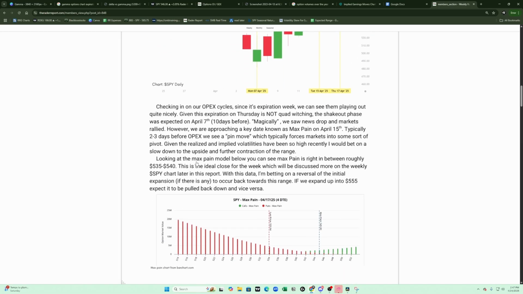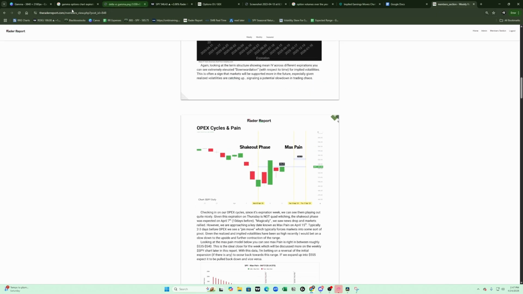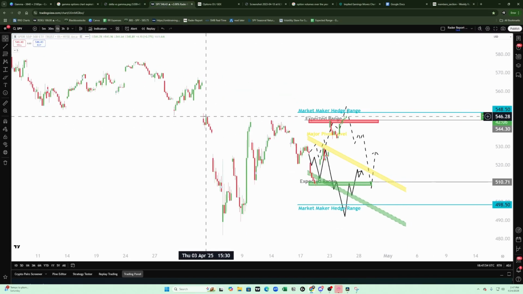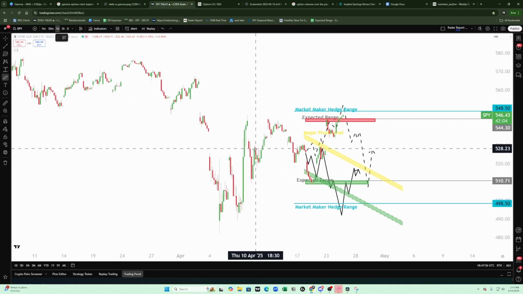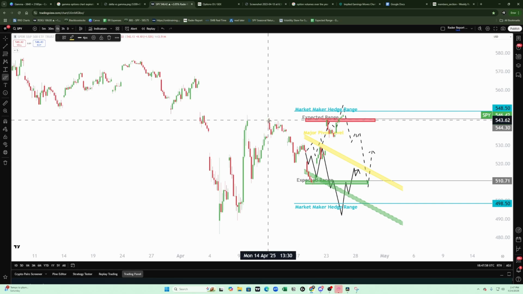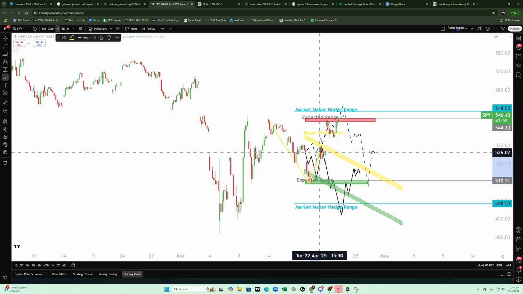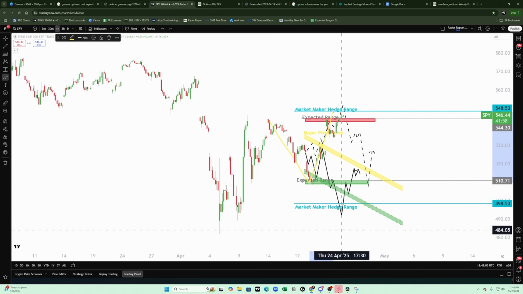And I said right here that based off of this, I'm betting on a reversal of the initial expansion, if there is any. And if we go look at SPY, what happened? How did that play out? You can see that we did have an initial expansion following that week, right? The expansion was down, and ultimately it got reversed into that following Monday.